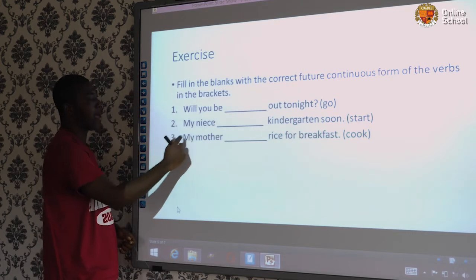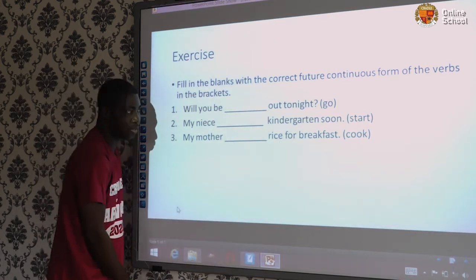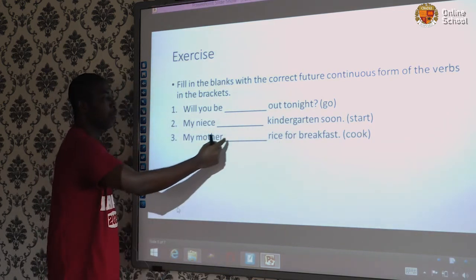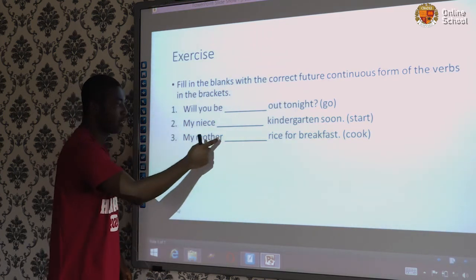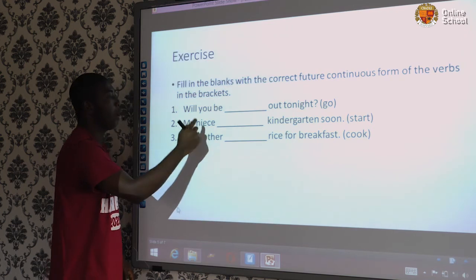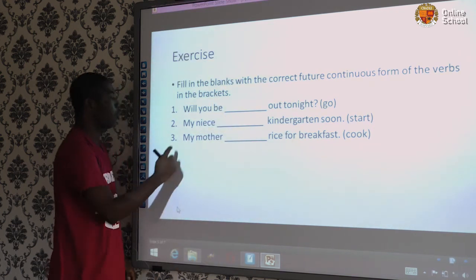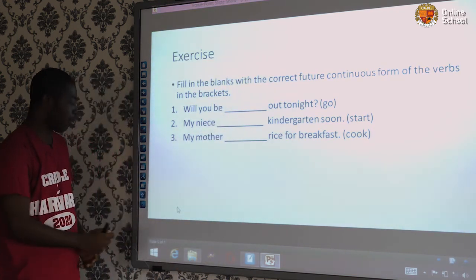And the next one, my mother dash rice for breakfast. So you shouldn't say my mother cooking rice for breakfast. You should get the future tense, will be cooking. So my mother will be cooking rice for breakfast.